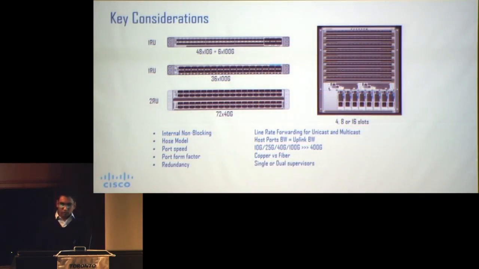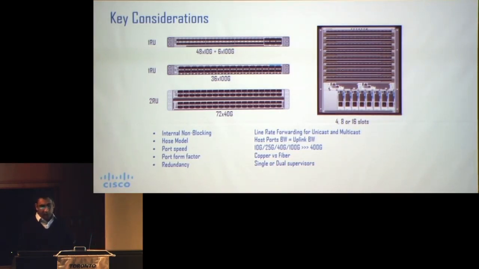Okay, so these are the Nexus data center switches that I'm showing here. As you can see, they come in all sorts of form factors. Some of them are 1 RUs, 2 RUs, as well as modular switches, which can go from 4 slots all the way up to 16 slots. So what do you need to consider when you are deploying a switch in your network for 2110?